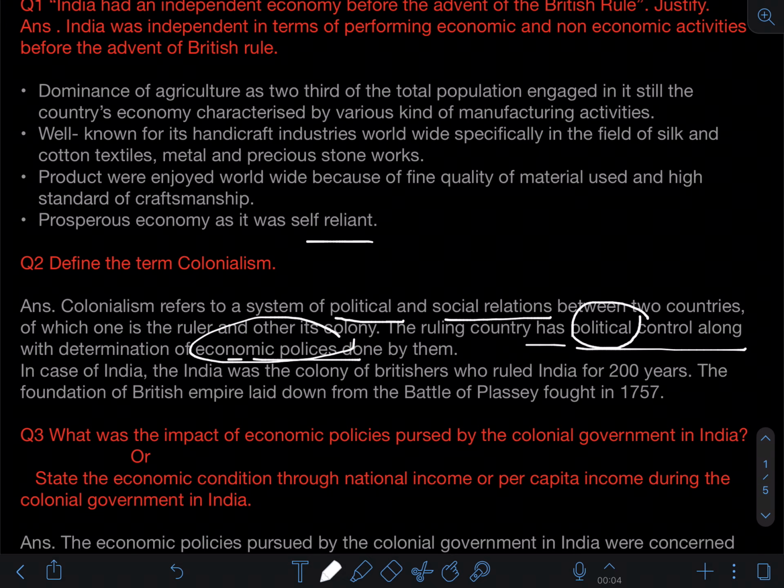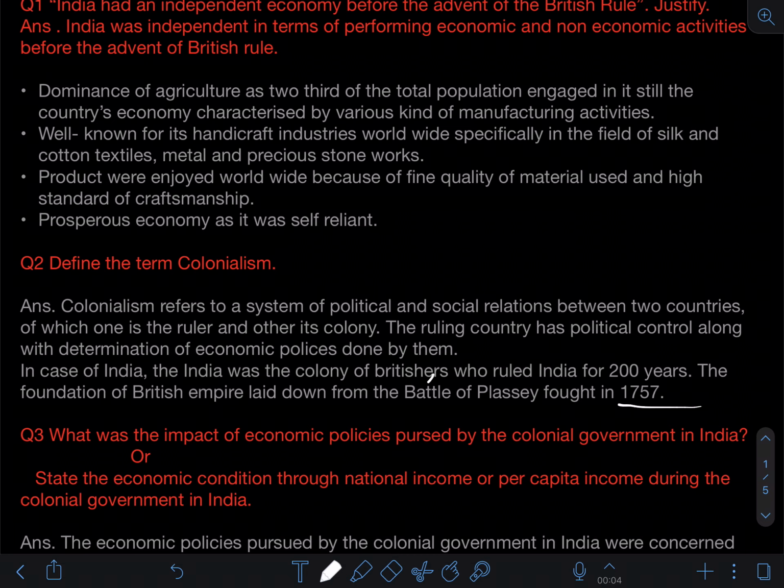It can be asked for 1 mark, but over here I have given the brief history also, that they ruled for 200 years. We know that the Britishers ruled India for approximately 200 years, and the foundation of the British Empire was laid from the Battle of Plassey, which was fought in 1757. So this can be asked in the paper for 1 mark, how the Britishers entered or established themselves under colonialism. So this is what they can ask in the very first topic.